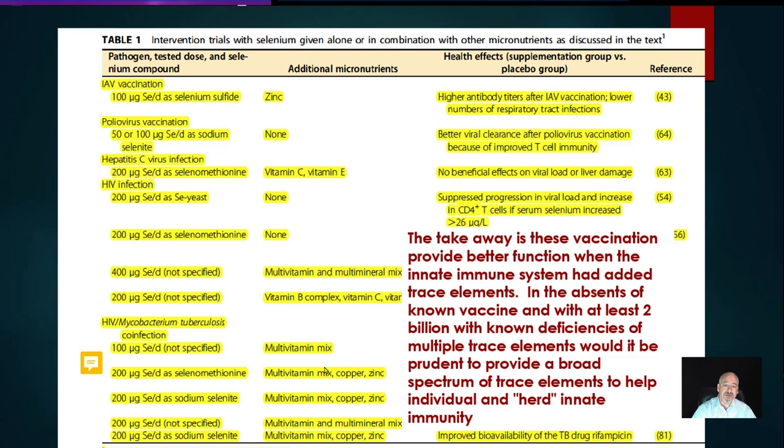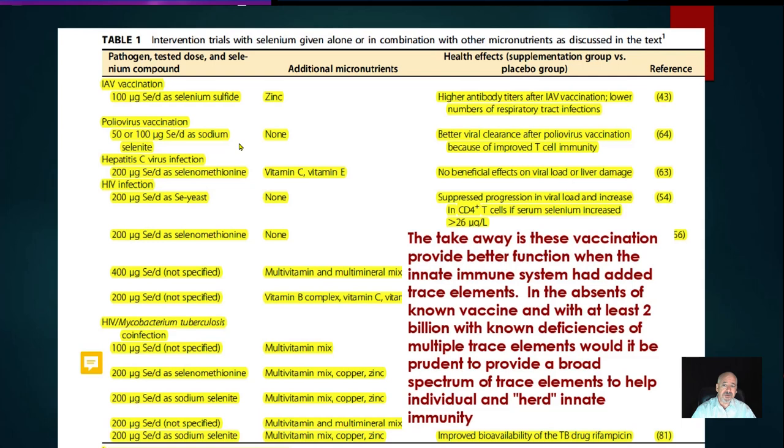And what's important to remember about that is we know for a fact that there is quite a bit of micronutrient deficiency in epidemic proportion around the world. So in the case of selenium, we know that trace micro selenium is very low in large populations. We know that zinc is very low. We know that magnesium is very low.